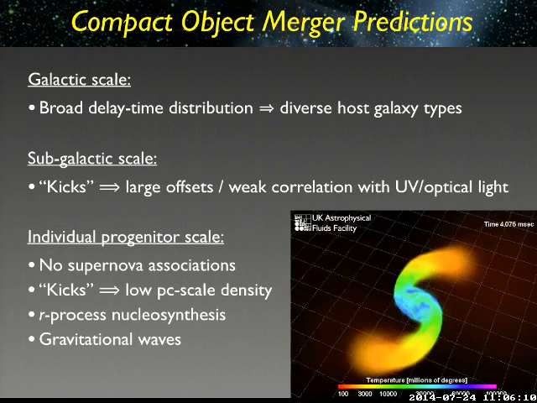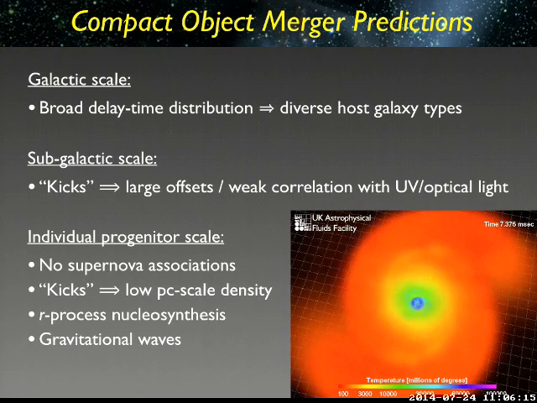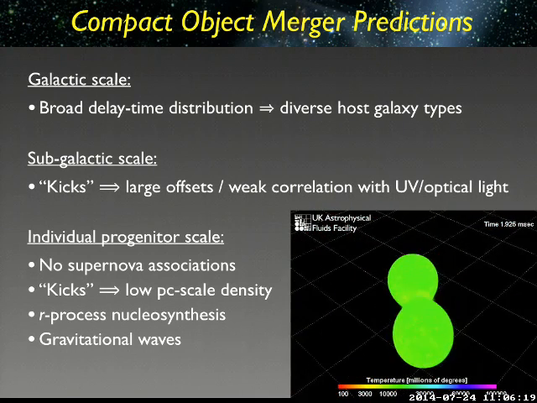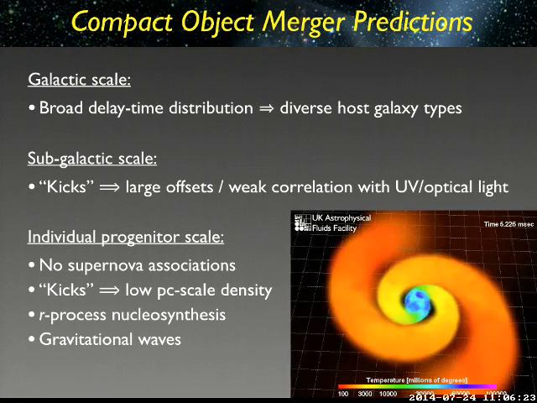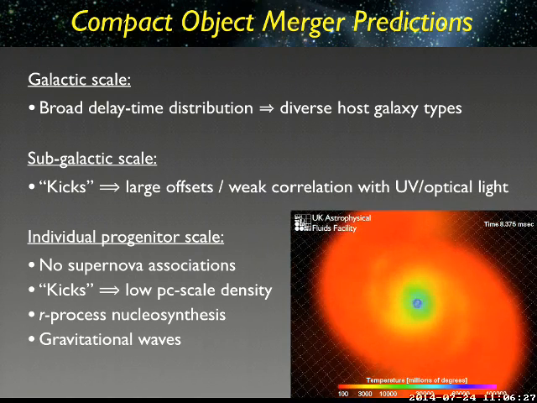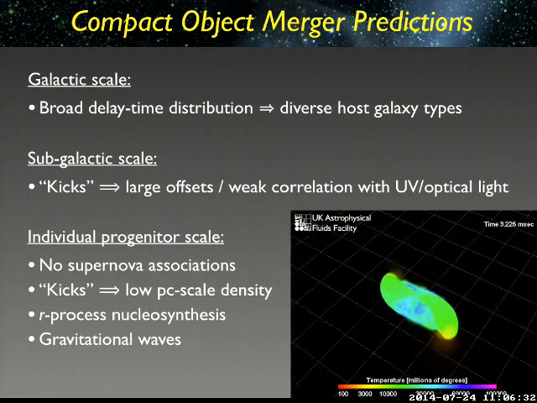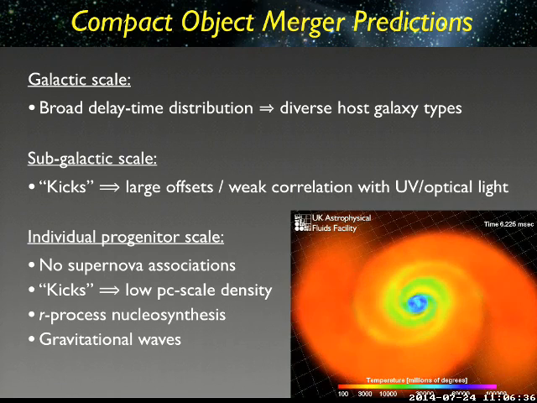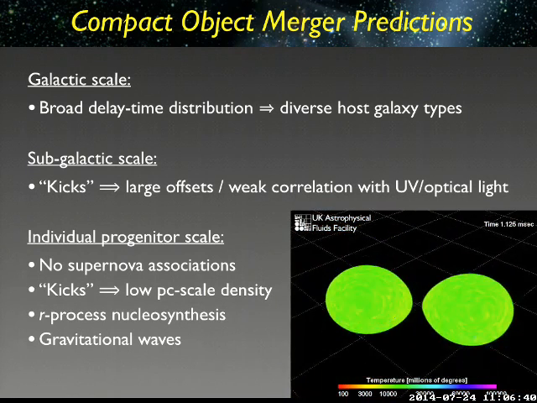And then finally, on the individual scale of the progenitor, we of course do not expect supernova associations. If we see a supernova association, that's a problem. Those kicks, if they're large enough, could also lead to the mergers taking place in low density environments, and so we might expect generally lower densities than the typical ISM density. We expect R-process nucleosynthesis, as we heard about, and that could lead to a signature in optical or infrared. And of course, we expect gravitational waves.